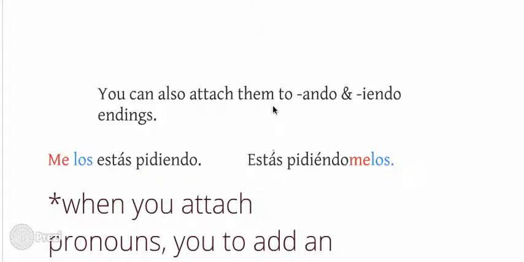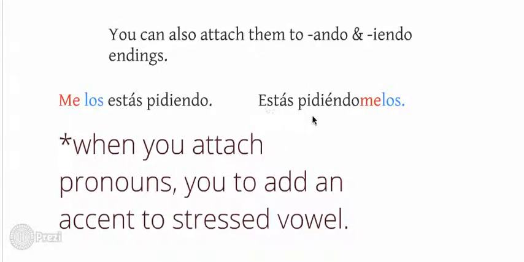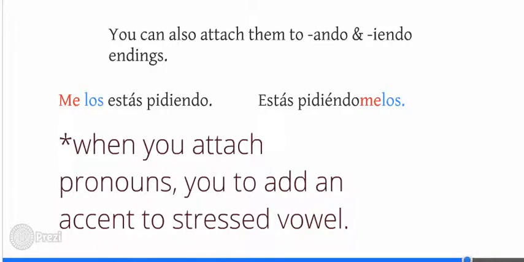You can also attach them to ando and yendo endings, okay? Again, before the conjugated verb here, attached here. But when you attach pronouns, you have to add an accent to the stressed vowel. So you have to think, okay, pidiendo melos. Where is the accent? Where do I hear the stressed vowel? Here's the accent, okay? So you need to add an accent if you're gonna attach the two pronouns, all right?